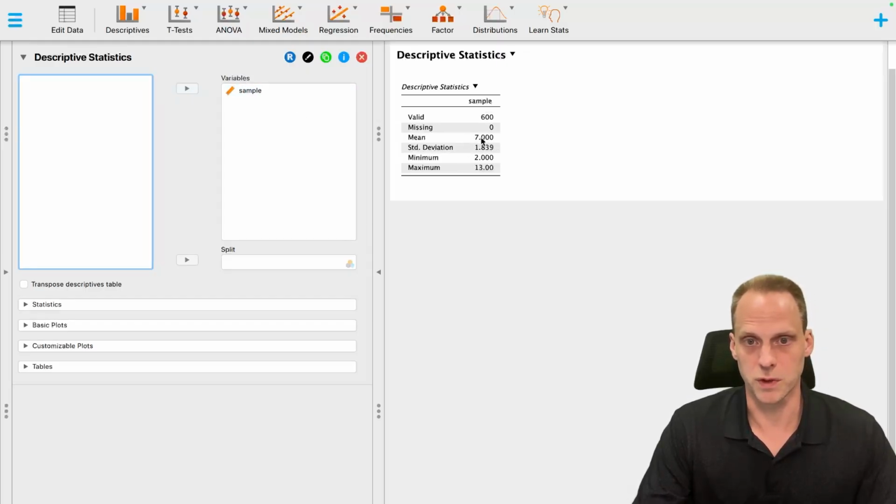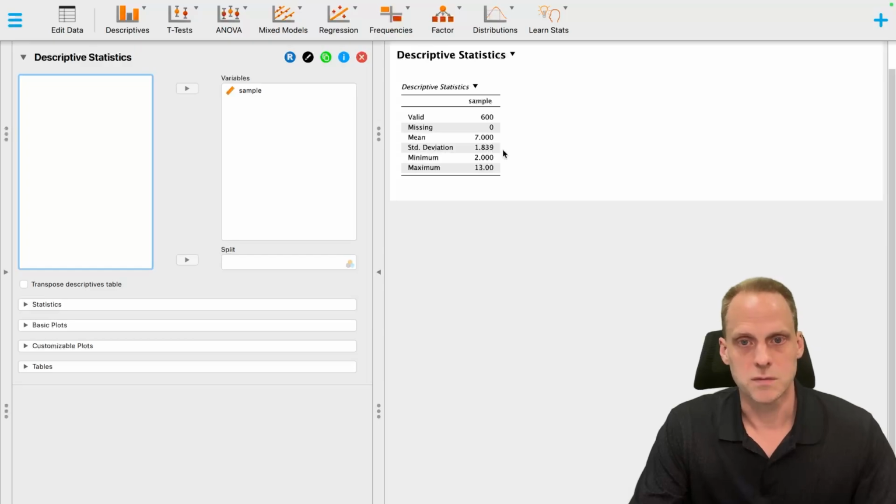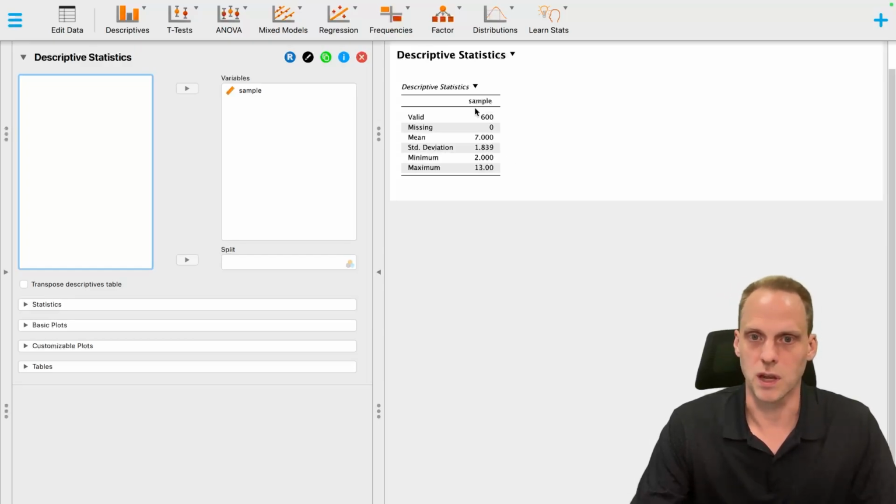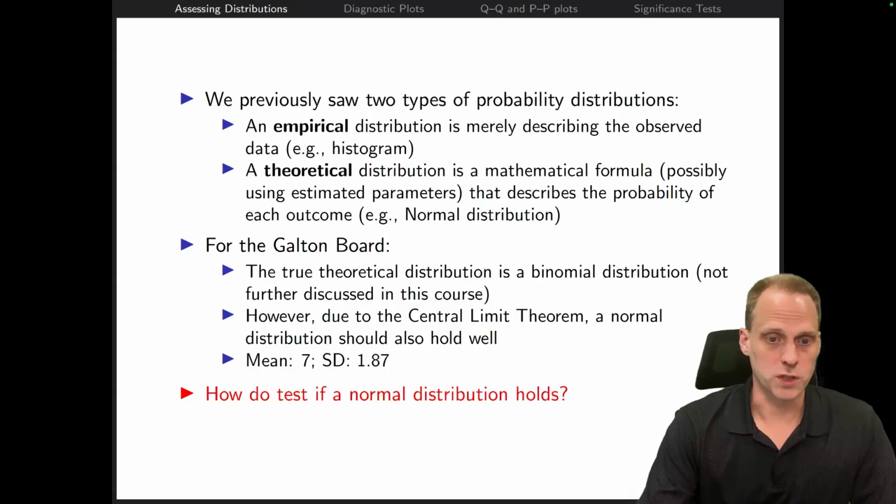We get a mean of, well, 7 in this case. That's very nice. That's exactly where we want it to be. And a standard deviation of 1.839, which is also very close to where we want it to be. Well, we would expect, of course, that with a large sample size like this, the mean and the standard deviation will be approximately accurate. This is based on theory, but it's nice to see. Of course, 1.83 is not 1.87, which is what the standard deviation should be, but that makes sense.